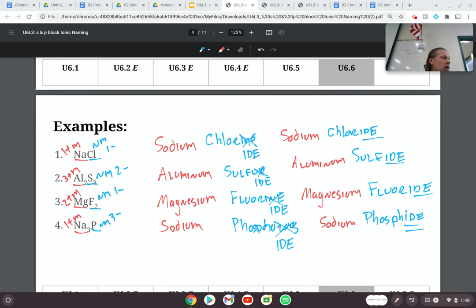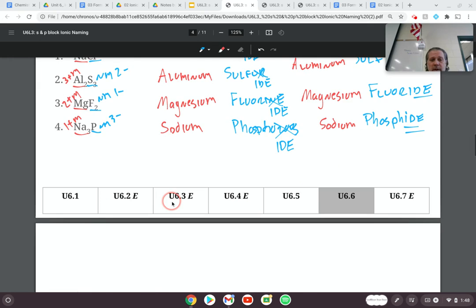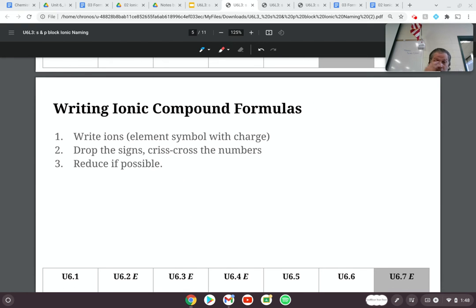All right. The next thing that we're going to move on to is writing ionic compound formulas. Here the rules are pretty simple. You take the ions, symbols, and their charge. You drop the charge symbols, the plus and the minus, crisscross the numbers down, and reduce if possible. So I'm going to take that last example from up above, and I'm going to work through that.